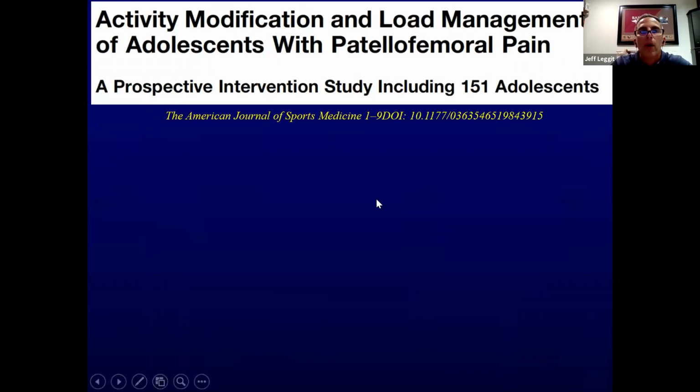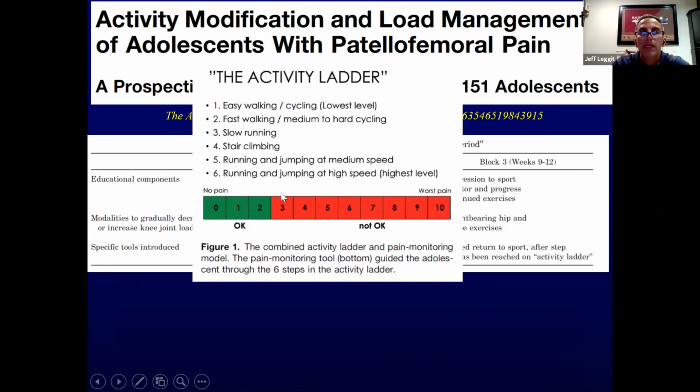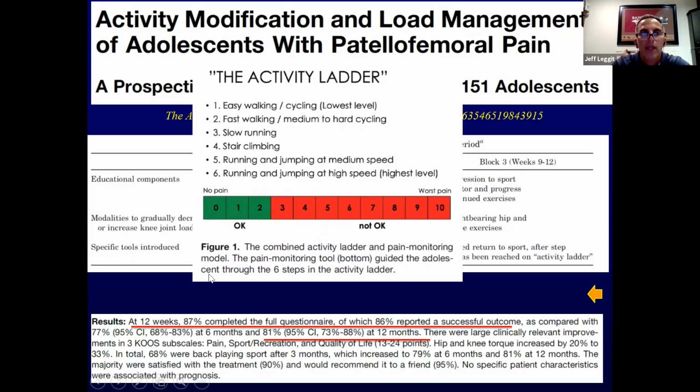And then one other study that I want to discuss is this activity modification in adolescents. And what they did is they incorporated kind of everything that we would do as a sports doc. We would do load management, gait analysis, and education. And they gave them this scale of pain. If your pain was above here, you needed to back off. And so that was their load management. And this is real critical here. At 12 weeks, quite a few completed the study, and then 86% reported success. And that was retained at 80% at 12 months.